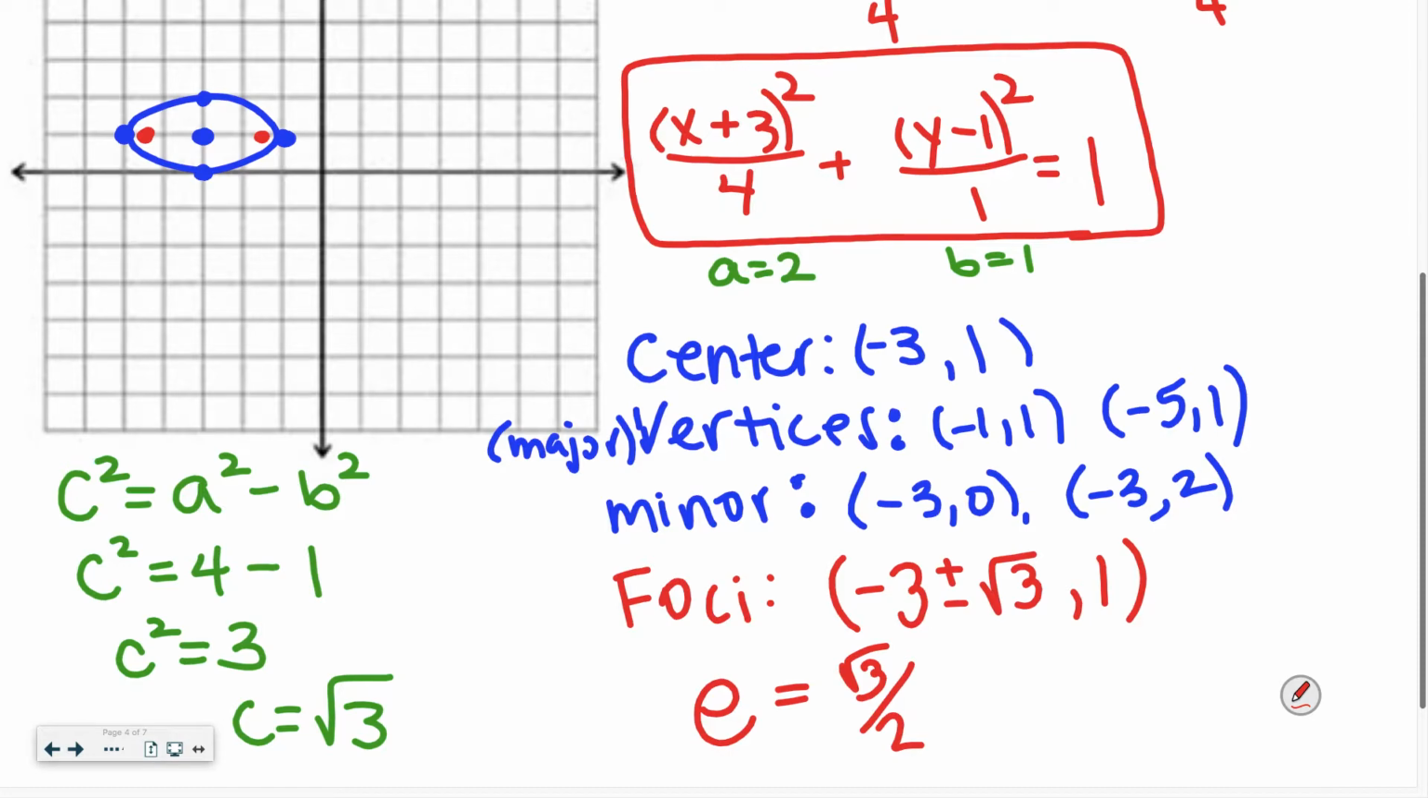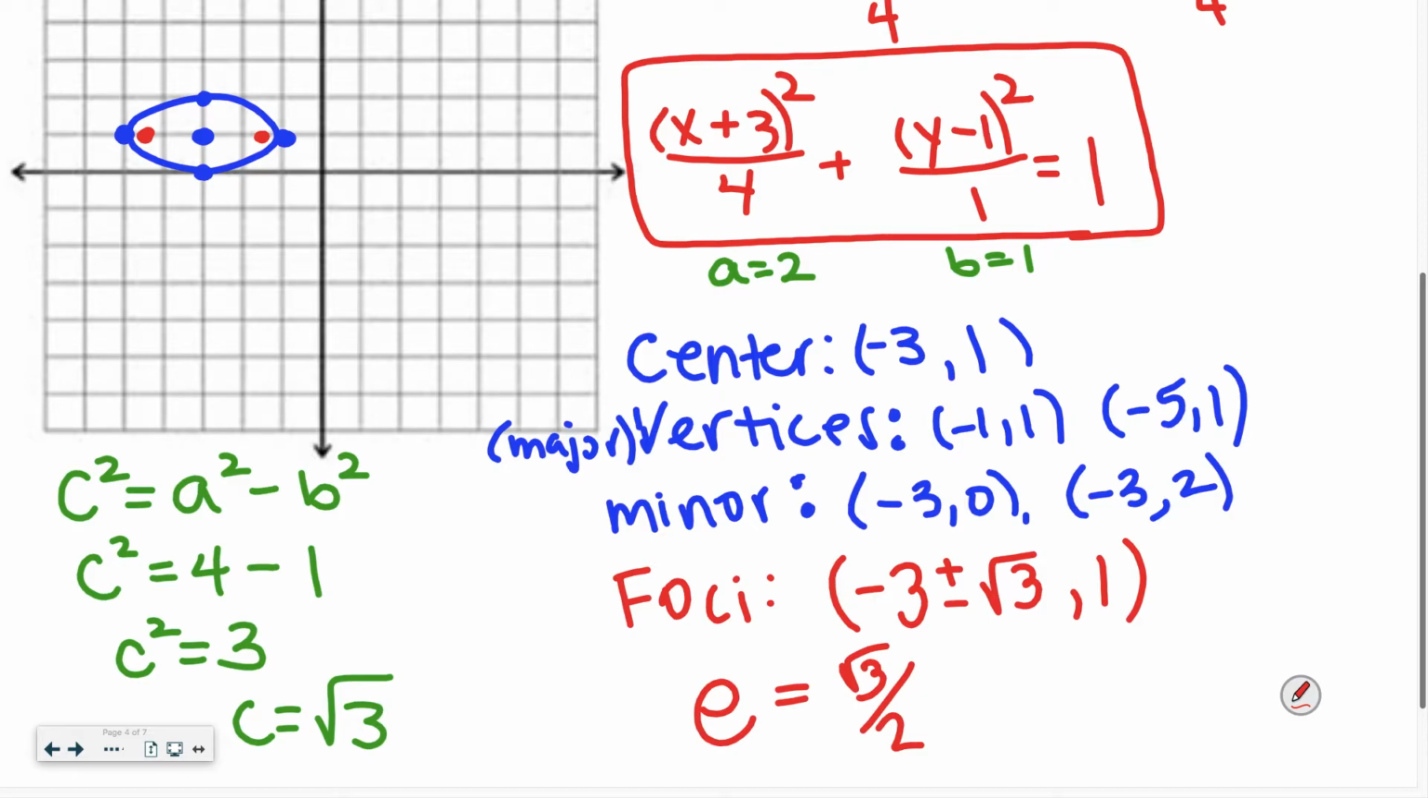So do we have to plot the red points on the graph? Just follow it around. I do want you to plot the foci, yes. I just made them a different color because they are inside of our graph. They're not actually on our graph.